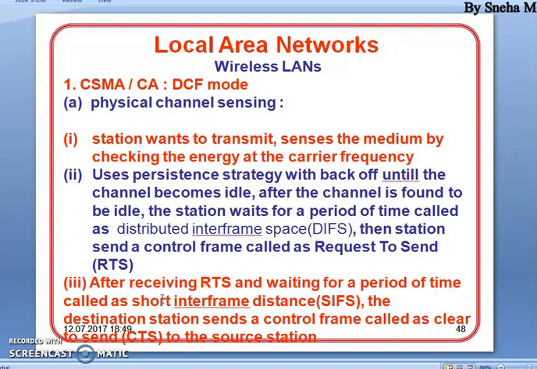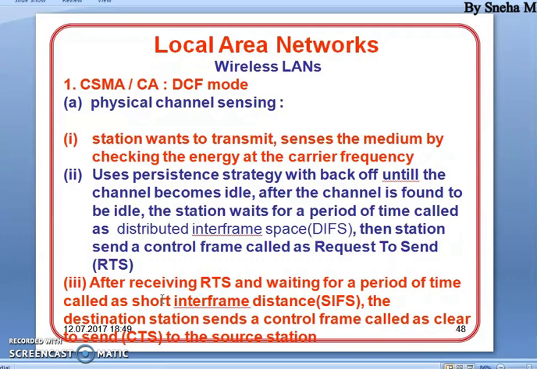So coming to DCF mode, what happens when you try to send or receive data and try to find out the collision? There are two ways. One is physical channel sensing, which we see first. Then we will see how NAV helps to find out the collision in this particular mode. In physical channel sensing, there are two stations, one is the source and the other is the destination.